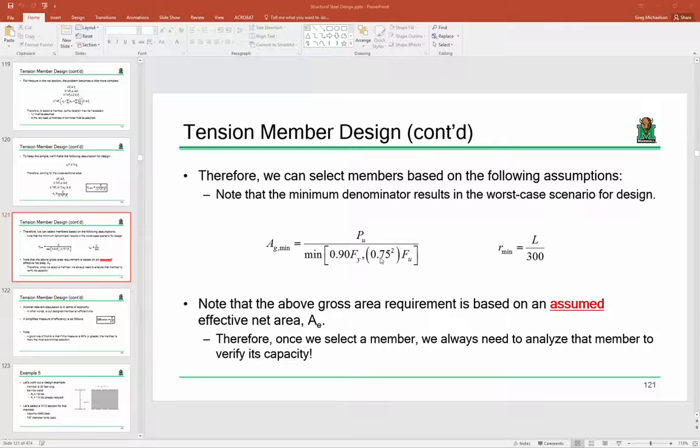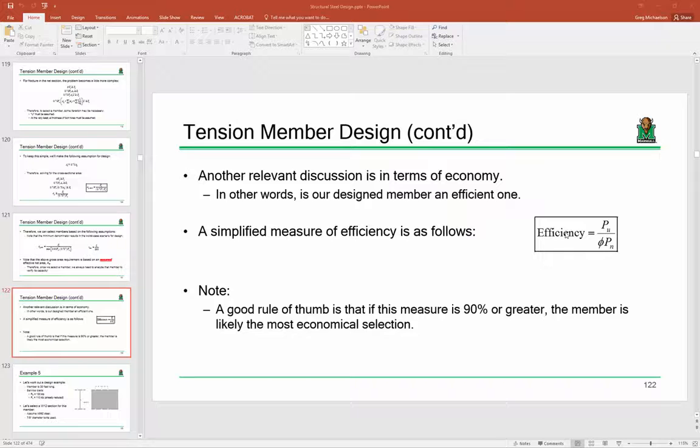assess its capacity. Now we can validate or assess a design by calculating its efficiency, just the load over the resistance. And a good rule of thumb is if that value is 90% or larger, then the member's most likely a pretty good design and probably the most economical one.